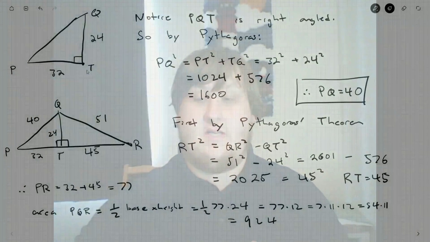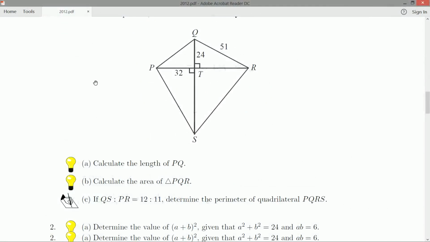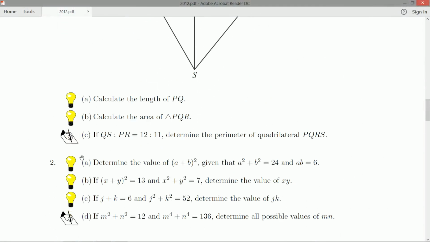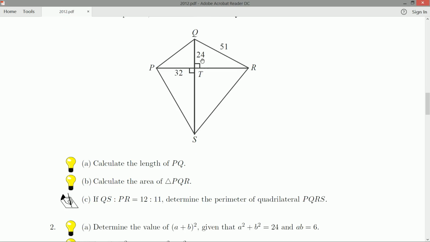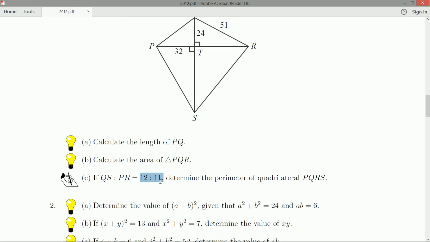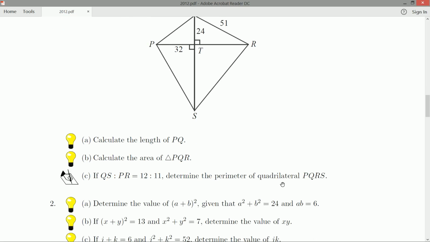Okay, so that's it for our light bulb questions. Now the next one here is a written question. So let's take a look here. So the C part, we do have to actually write up, use full sentences, explain what we're doing, but we've basically been doing that as we go. You might just add a little bit more explanation or actually state results before you use them. But if QS to PR, so QS is one of the diagonals of this quadrilateral, PR is the other one, are in a ratio of 12 to 11, determine the perimeter of quadrilateral PQRS.